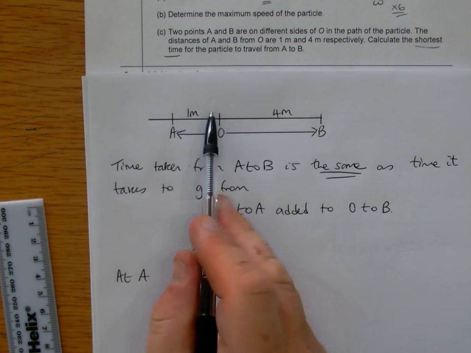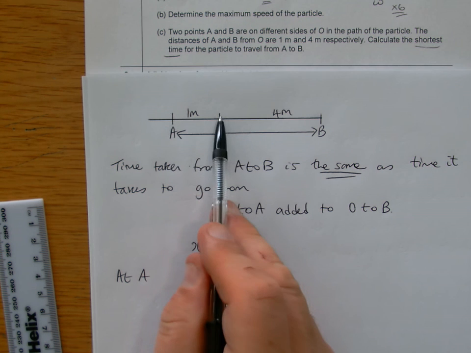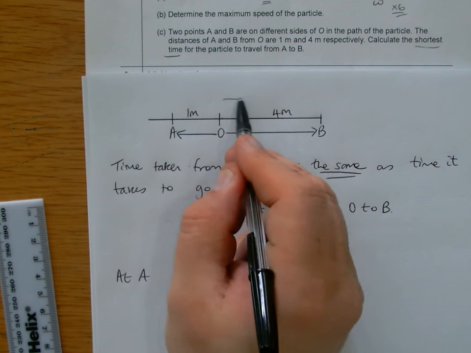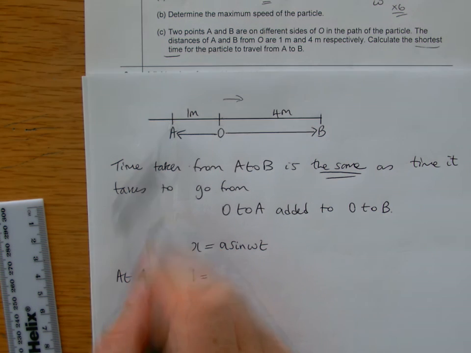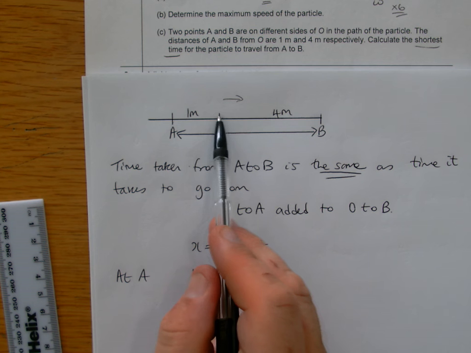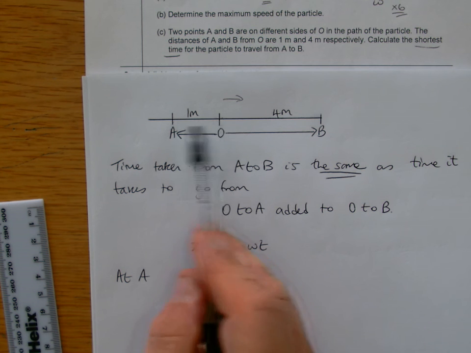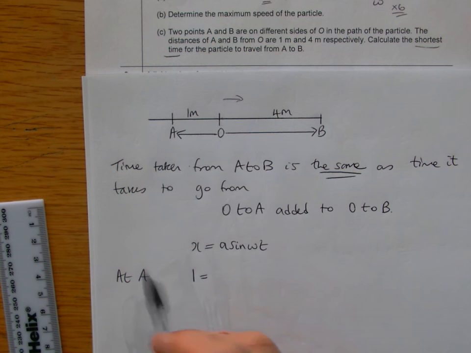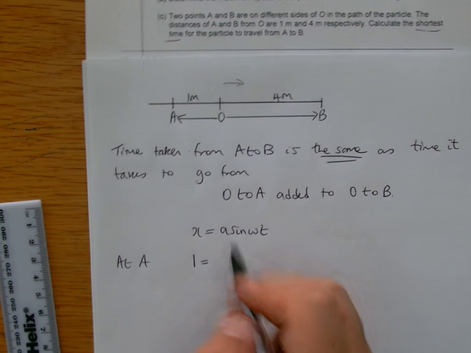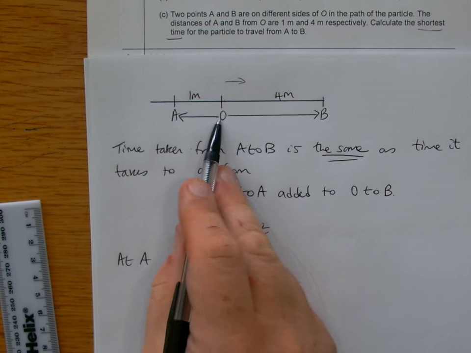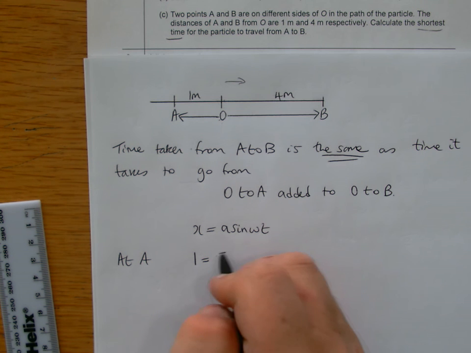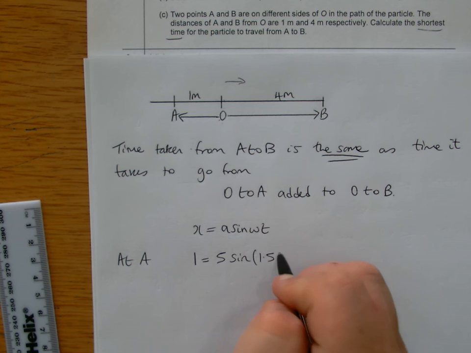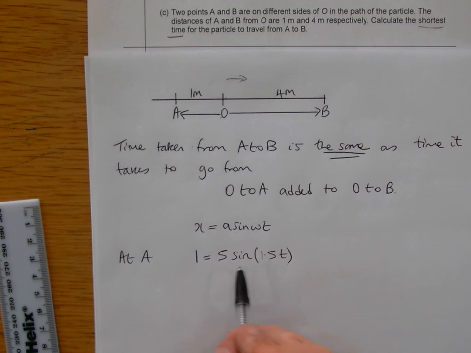Now you might say to me, it should be minus 1, because it's going that way, and we're thinking x is positive in this direction, the direction of increasing x. But it doesn't matter, because the time it takes to travel 1 meter there is the same as it would take to travel 1 meter this way. So we just keep it positive for simplicity. So 1 for x, and the amplitude A is 5. And of course we know omega, we worked that out earlier, is 1.5. So all you've got to do then is rearrange this to get t.